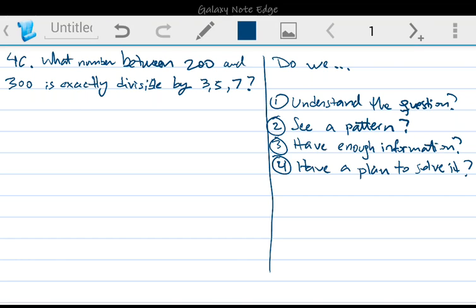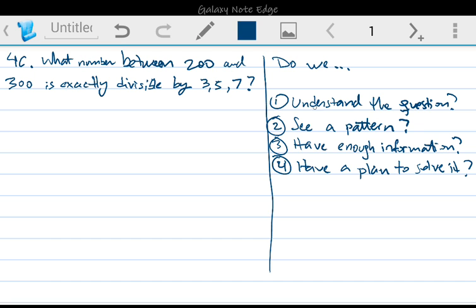Okay, so this is problem number 4C, and it reads, what number between 200 and 300 is exactly divisible by 3, 5, and 7? So let's remember the questions we want to always answer before we solve anything. Do we understand the question? Do we see a pattern? Do we have enough information? And do we have a plan to solve it?